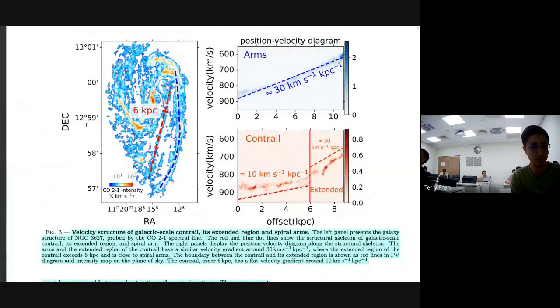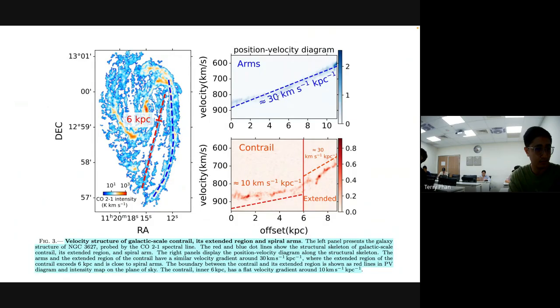Here in figure 3, the left panel shows a CO intensity map. This panel outlines the spiral arm structure, extended contrail, and the main contrail. On the right-hand side, the top panel shows the structure of the spiral arm. It has a steep slope, approximately 30 kilometer per second per kiloparsec. This is normal because the spiral arm follows the galaxy rotation.